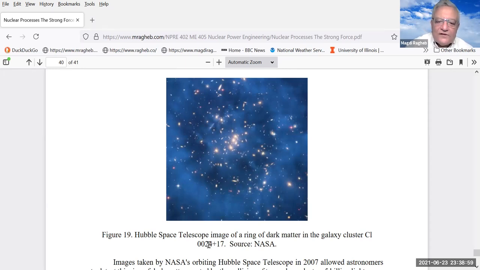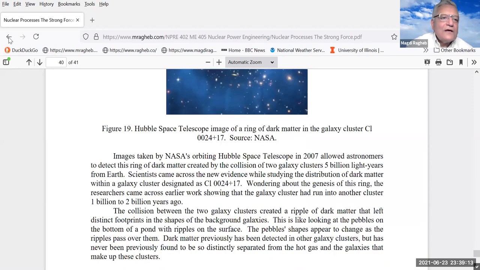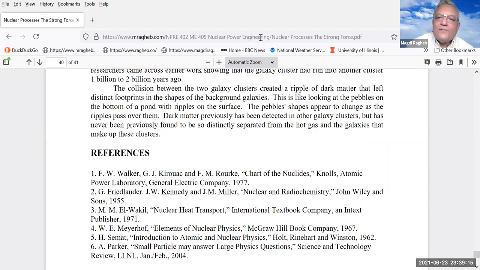Another Hubble space telescope image shows what is thought to be dark matter in a galaxy cluster. The source of this is NASA. You are invited to go and look at it in more detail. And that ends our chapter on the strong force. From there, I'll open up the chat room if you have any questions.